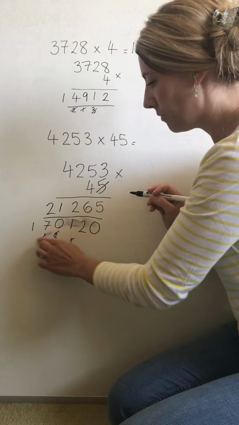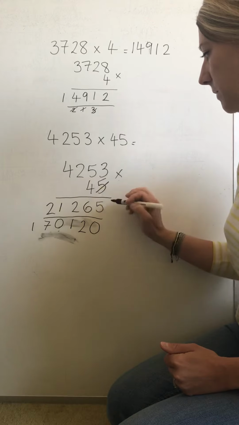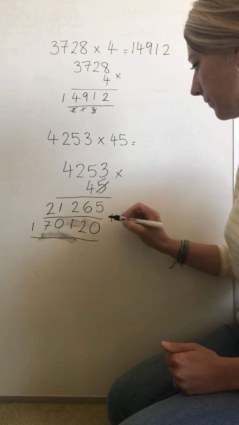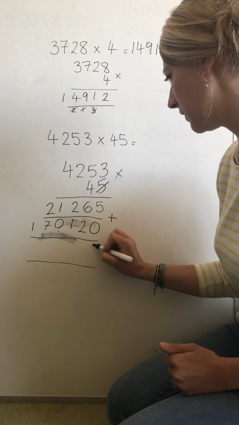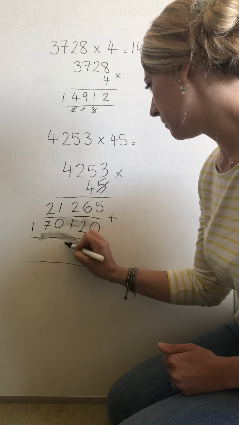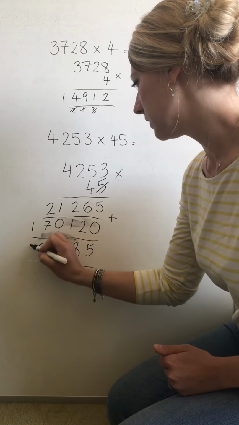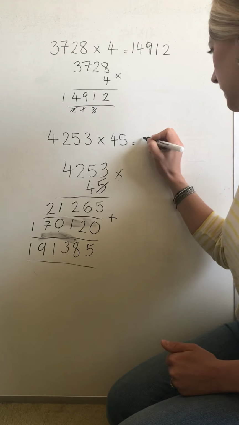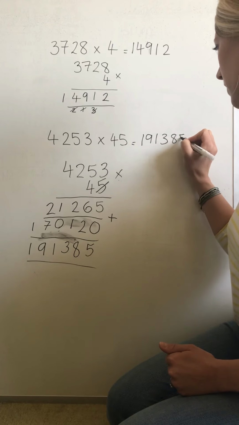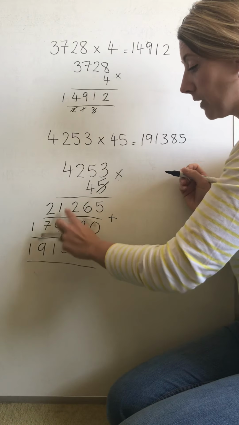I've now done both parts of the calculation, because I've multiplied everything by 5 and I've multiplied everything by 40. So now what I want to do is add up my answers. So 5 plus 0 makes 5, 6 plus 2 makes 8, 2 plus 1 makes 3, 1 plus 0 is 1, 2 plus 7 is 9, and 1 plus nothing is 1. So my answer is 191,385.